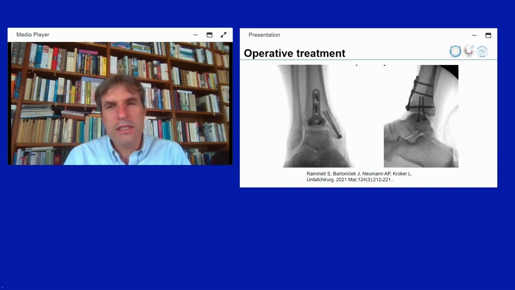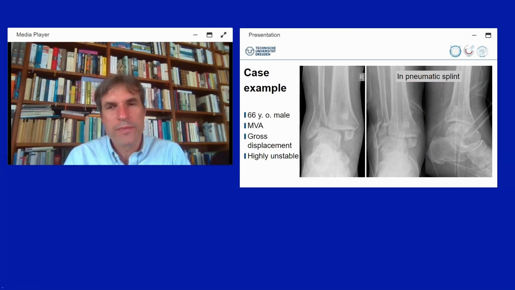So in those cases, we are generous to buttress this, lift up that fragment, put some bone graft, maybe from the medial malleolus inside, and buttress this with a plate.